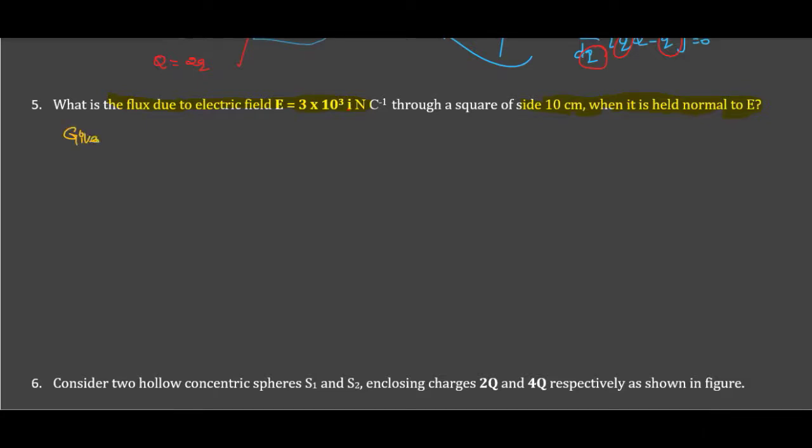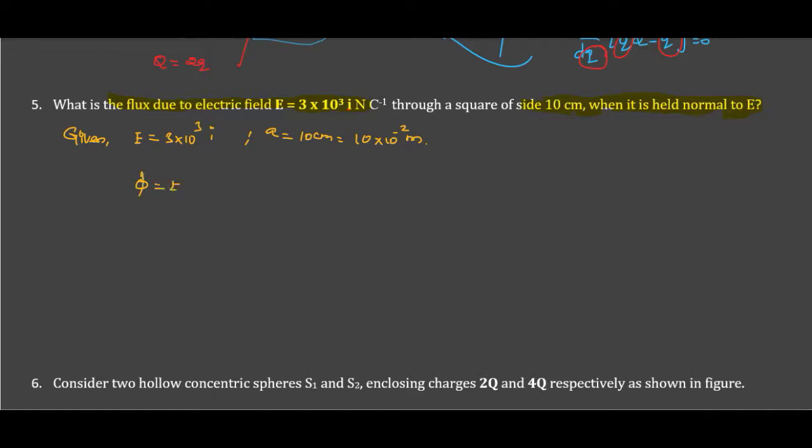So given E is equal to 3 into 10 power 3 Newton per coulomb. And the square side is 10 centimeter, so we need to convert into meter: 10 power minus 2 meter. So they kept it normal. Okay. So we know the formula.